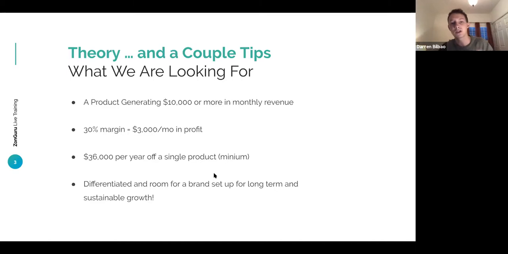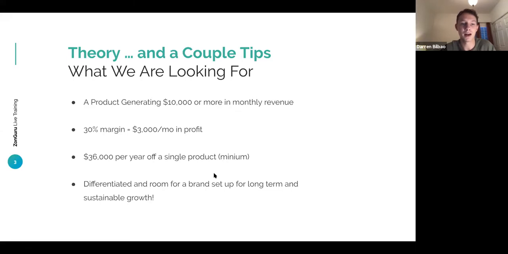The product research and everything involved takes some know-how and an understanding that what we're looking for is a product that's generating $10,000 or more in monthly revenue at a 30% margin off of a single product, at the bare minimum. That equals about $3,000 a month in profit, which will equal around $36K per year. And that's again off of our minimum projections.